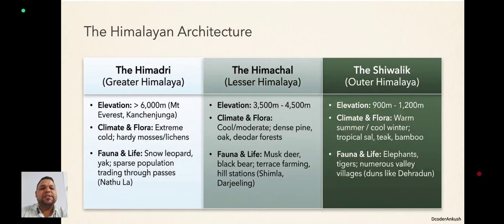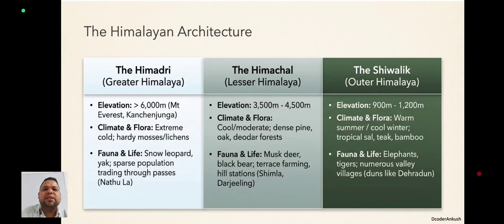This range has broad valleys and steep slopes. And the Shivalik range. The Shivalik is the southernmost part and the lowest range of the Himalaya. It runs parallel to the Himachal range from the Potwar plateau in Pakistan to the Assam Valley in India and has an average height of 900 to 1,200 meters.